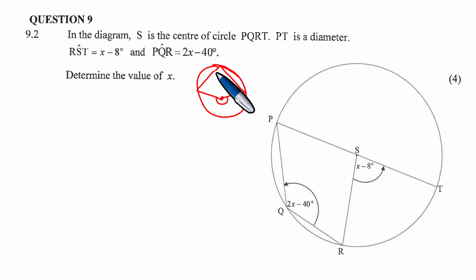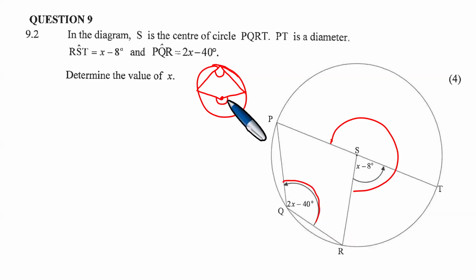We know that if there's an angle here and an angle there, the angle at center is actually twice the angle at circumference. So the angle at center is 2 times that angle there. With that said, we continue as follows. So we have this angle, this whole angle must be equal to 2 times this angle here.